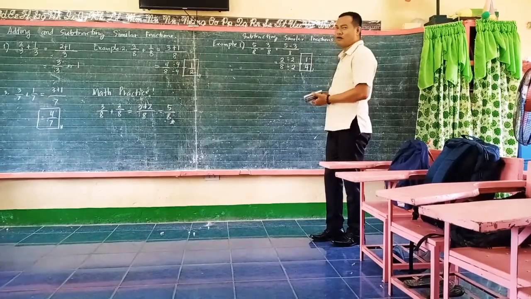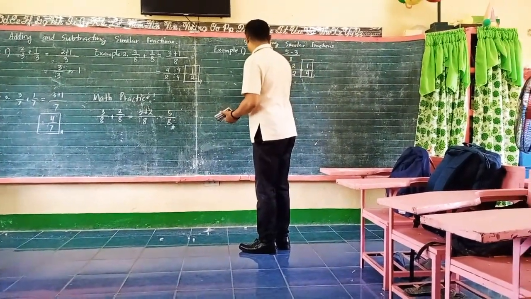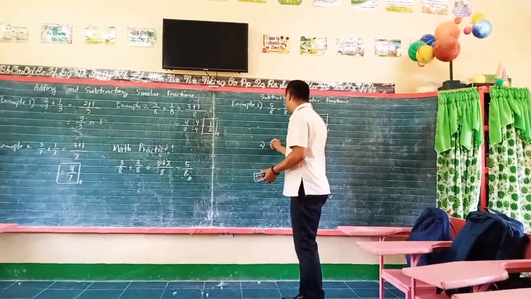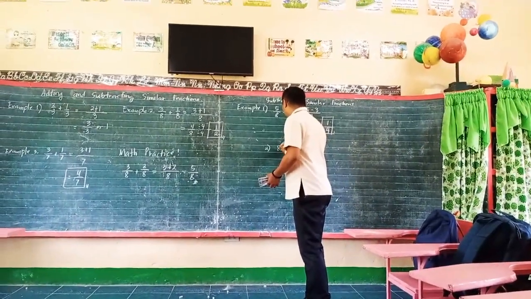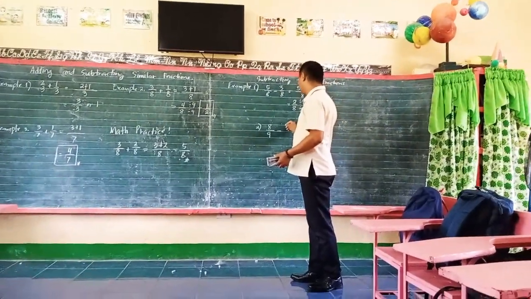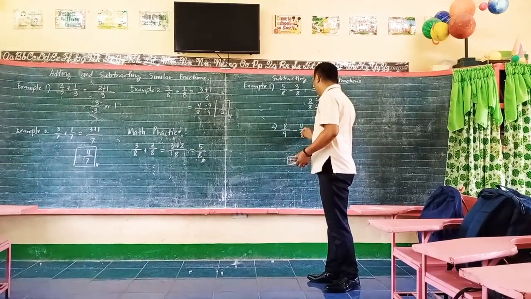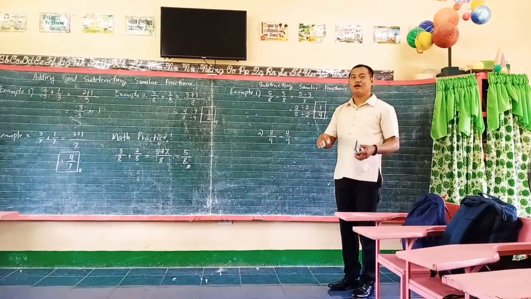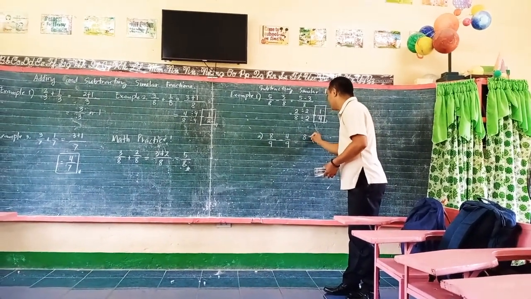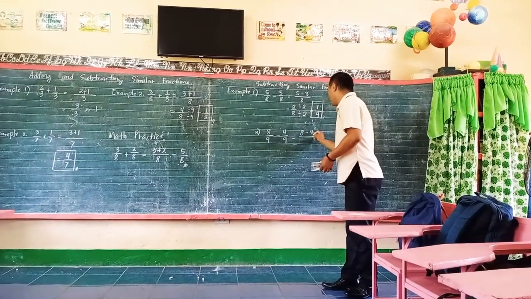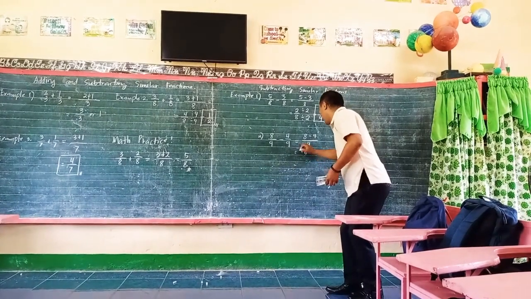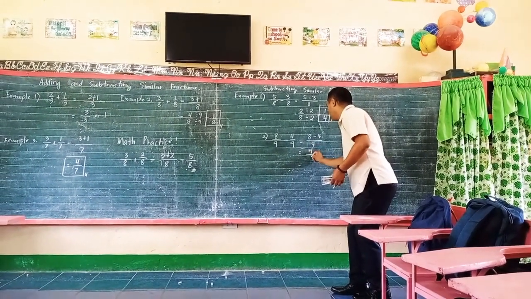So let's have another example. Let's say we want to get the difference of 8 over 9 minus 4 over 9. So, again, applying the rule, we subtract the numerators. We have 8 minus 4 over 9. 8 minus 4 is 4 over 9.